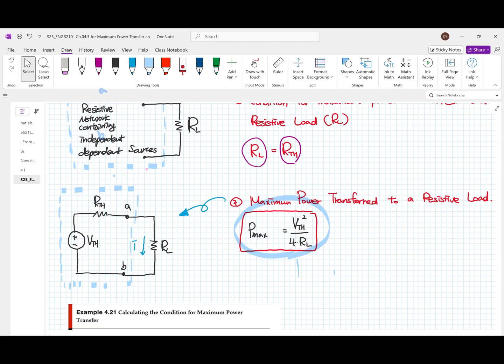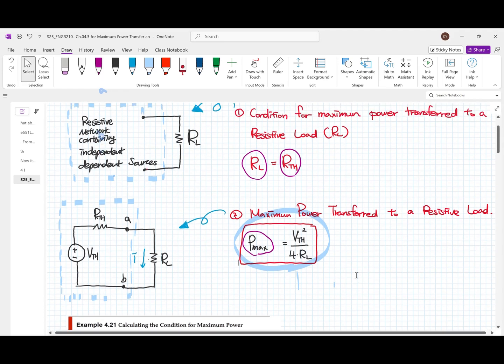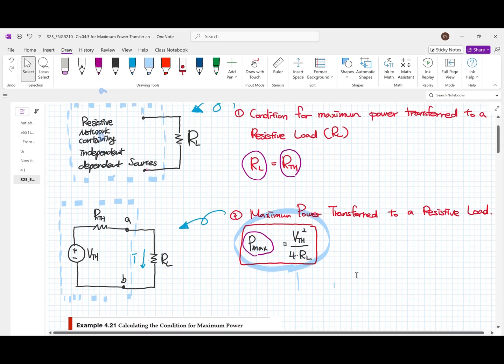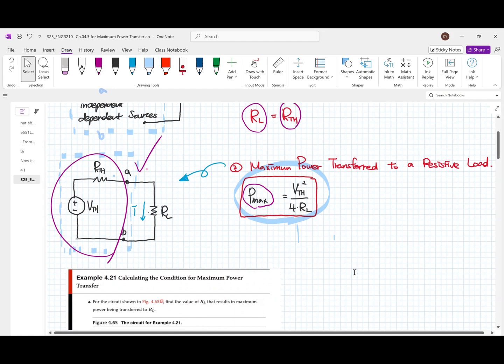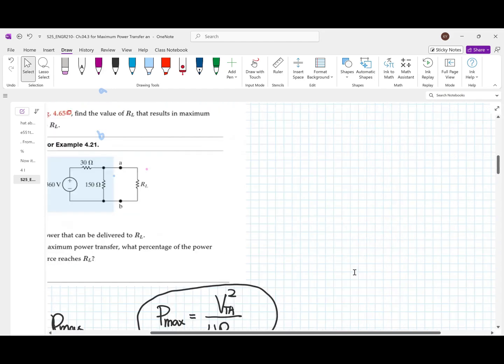After we find R sub L from the Thevenin resistor, we can also calculate the maximum power P sub max, which is the Thevenin voltage squared over 4 times the load resistor. So for the condition of maximum power transfer to a resistive load, we need to find the Thevenin equivalent circuit, which includes R sub TH and V sub TH. From the sample questions, we can try to find this.